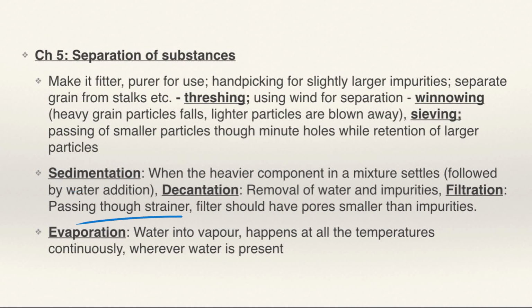And finally you can also use filtration, where you use a filter paper, and the mixture passes through the strainer. Filters have pores which are smaller than the impurities. So it is as simple as that. In the chemistry lab you must have seen that all the impurities settle down on the filter, while the pure chemical or liquid passes through.